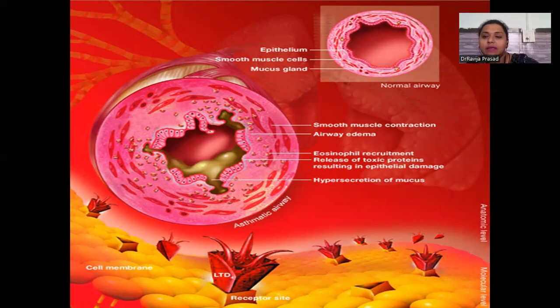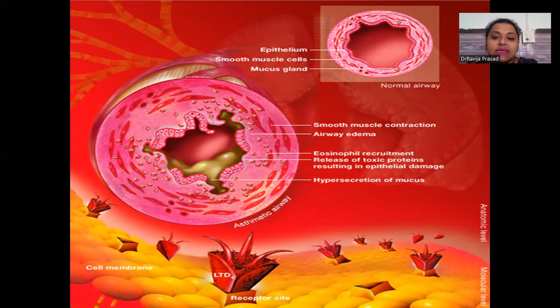Now, this is the normal airway, and this is the asthmatic airway in a patient who is suffering from asthma. You can see the muscle conditions. Now, this is the airway edema developed. Over here, you cannot see any airway edema. Over here, at the border of the epithelium, you can see the airway edema is being developed.